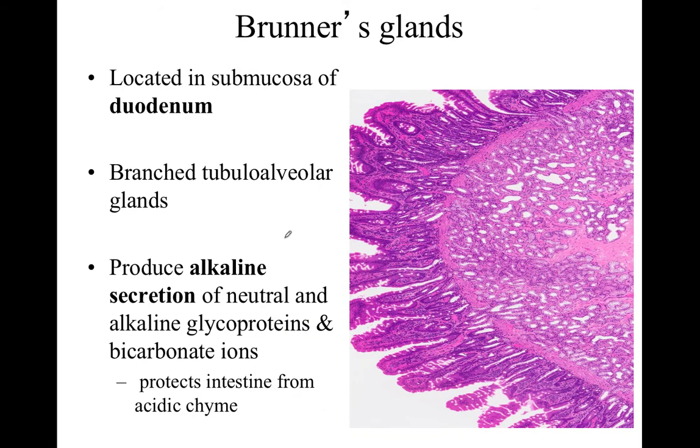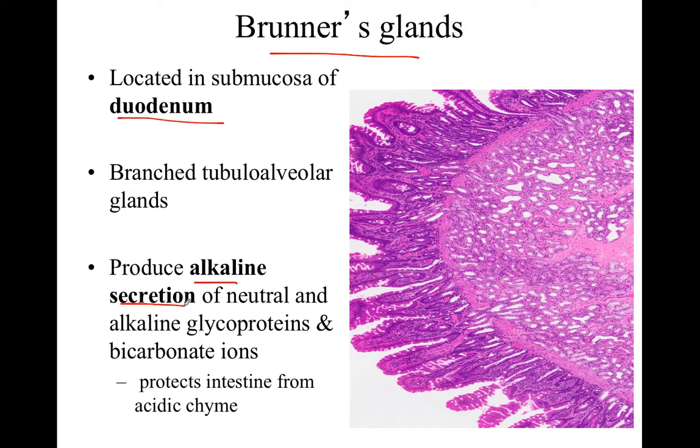There are important glands found in the duodenum. These glands are called Brunner's glands, only found in the duodenum. So this is a landmark for the duodenum. These glands are typically branched tubulo-alveolar glands that produce alkaline secretion.